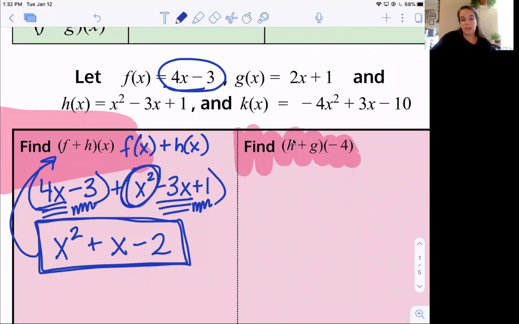Which two letter equations are we going to be combining in this one? Which two are we going to be combining? Like, are we going to put F and K together? Are we going to put J and Q together?